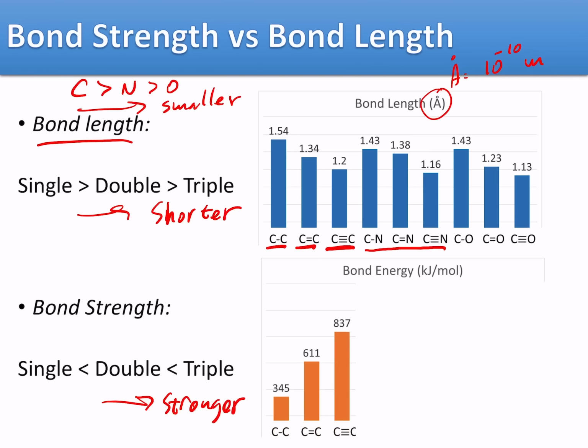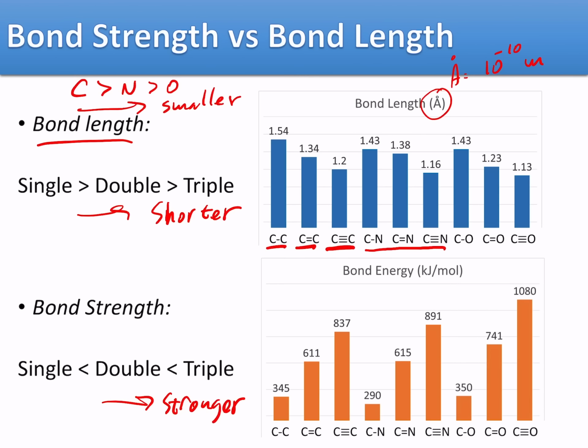No matter what atoms you are exploring in terms of connection, the trend is the same. The triple bond will always be stronger than the double bond, and the double bond stronger than the single bond, no matter what atoms you are connecting. So this is the trend that you have to remember: what happens with the bond length and with the bond energy as you increase the multiplicity, going from single to double to triple bond.